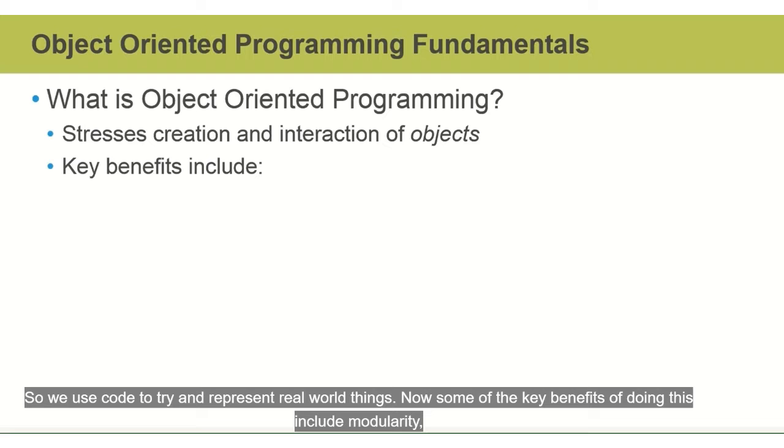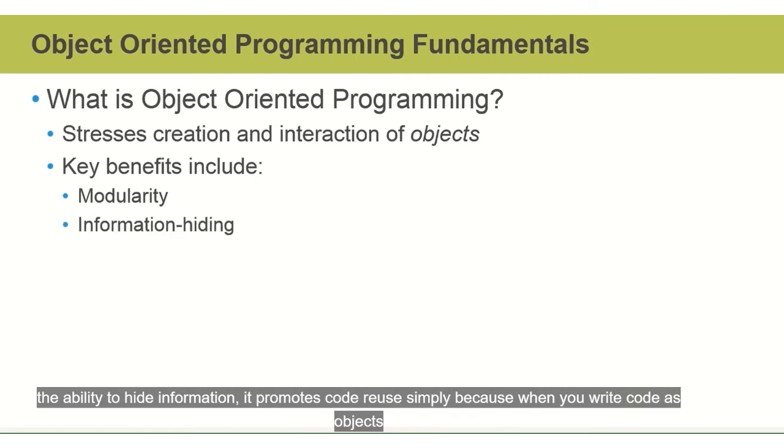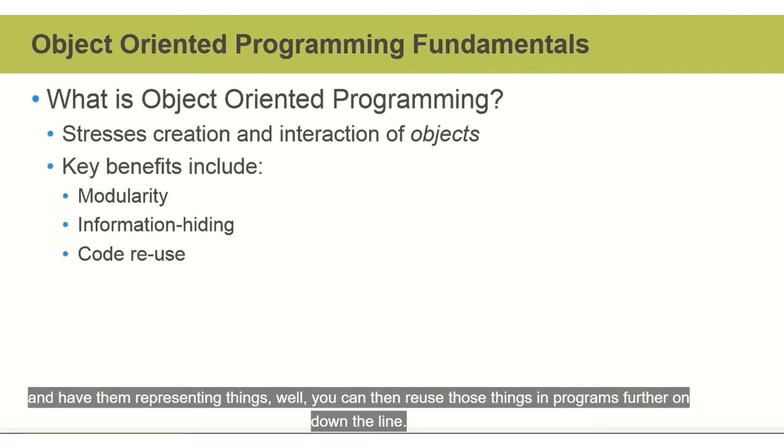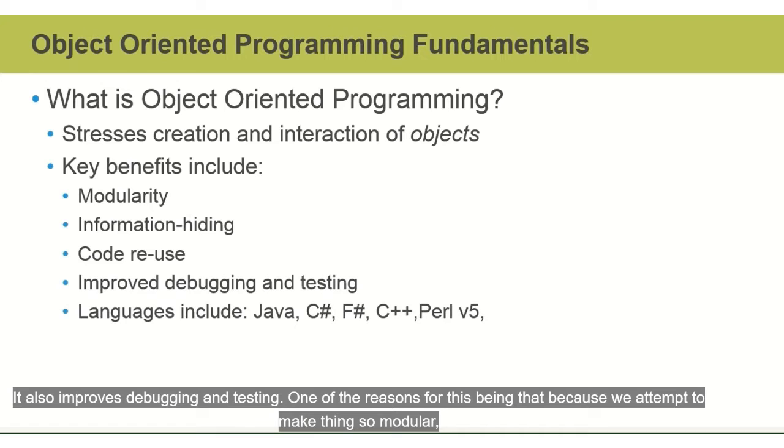Now, some of the key benefits of doing this include modularity, the ability to hide information. It promotes code reuse, simply because when you write code as objects and have them representing things, well, you can then reuse those things in programs further on down the line. It also improves debugging and testing.